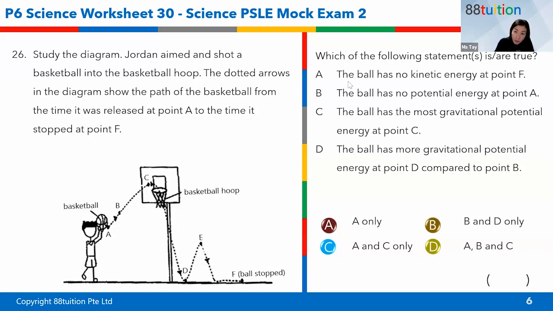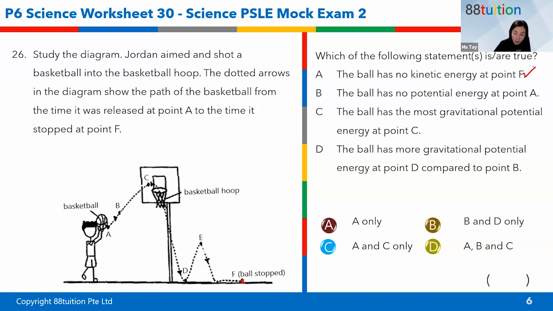Okay, let's look at the first one. The ball has no kinetic energy at point F. So at point F, is this correct or wrong? The ball has stopped, so there's no kinetic energy. Seems true, isn't it? So this is correct.